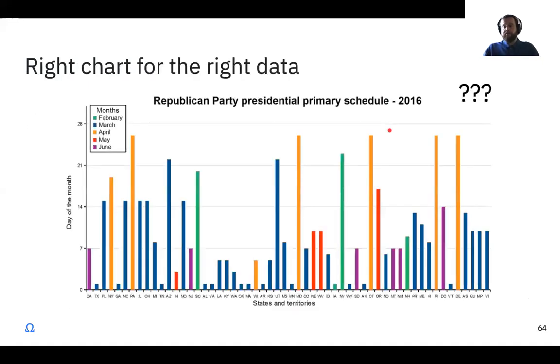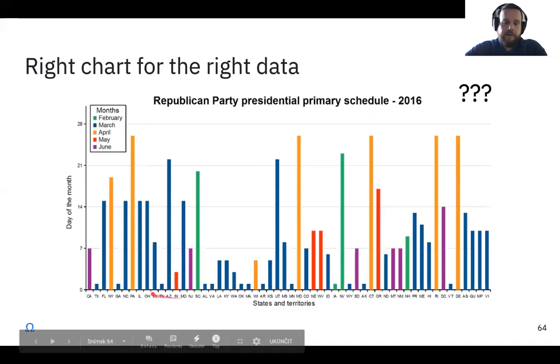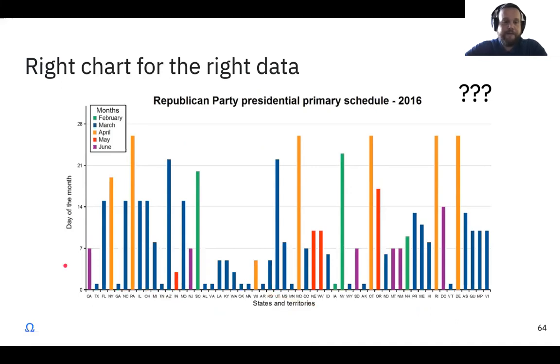And of course, it's important to select the right chart for the right data. This is one of my favorite screwed up visualizations. I actually believe that this one was screwed up on purpose. This plots the dates of the Republican Party presidential primary schedule of 2016. You have your states and territories on the x-axis, and you have the day of the month as a bar, and you have color-coded months.